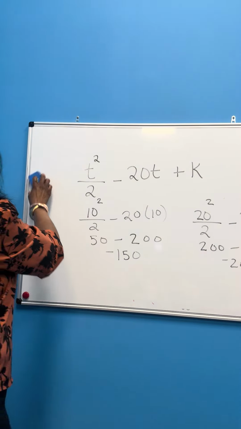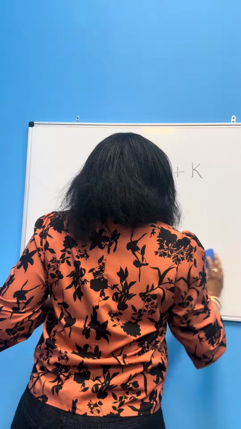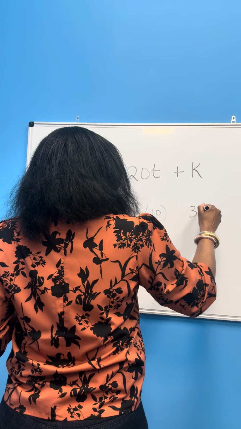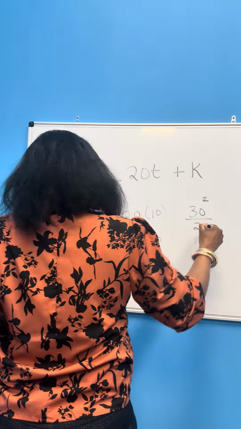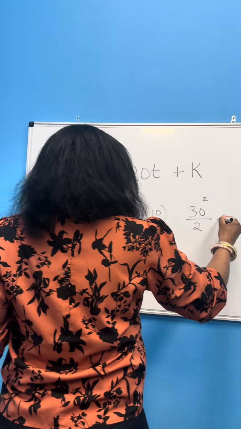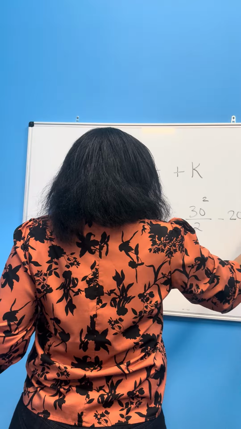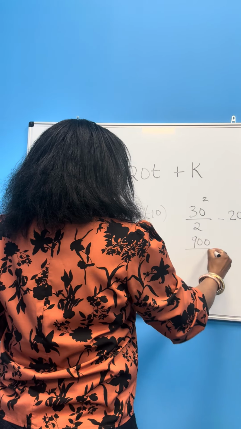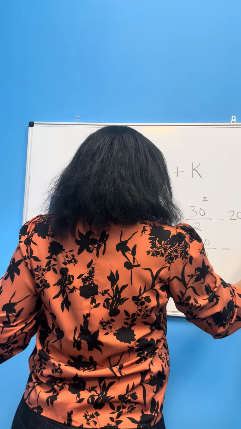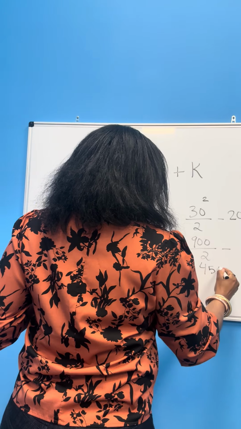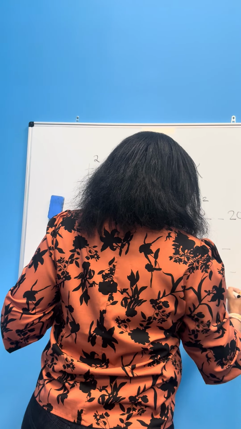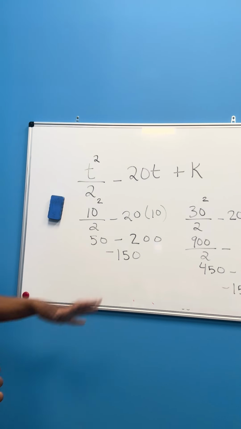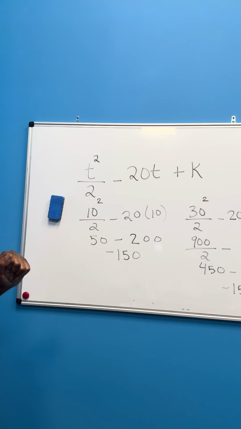So let's try the next one. B, which is 30, so we have 30 to the second power over 2 minus 20 times 30. So that's 900 over 2 minus 600. So we have 450 minus 600, and we get negative 150. So that's the one that matched, and we can stop there.